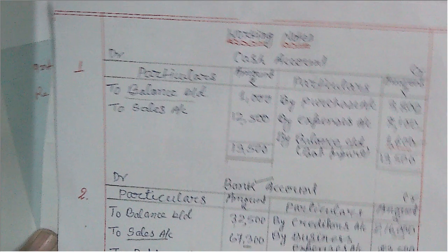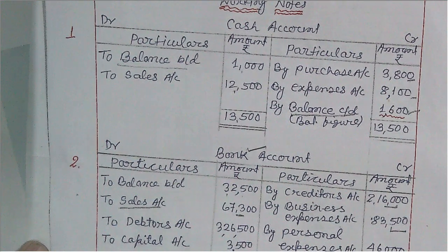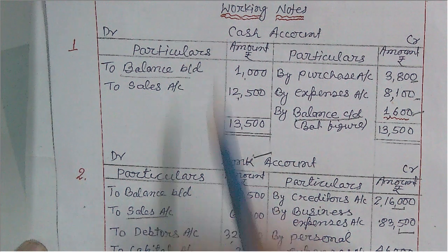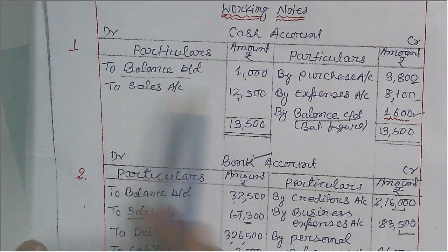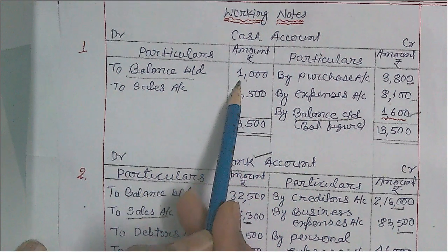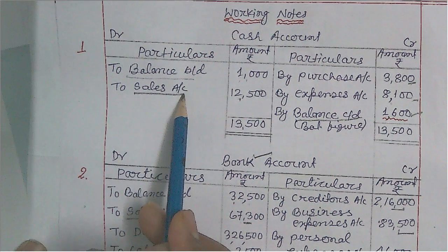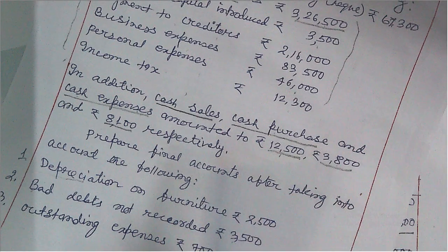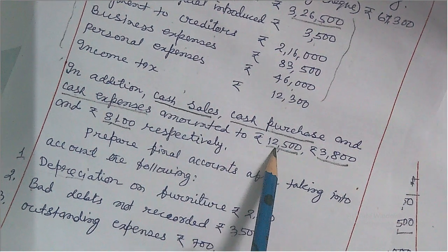Working notes, number 1 working note is cash account. Working note is cash account, this cash account. Okay, so cash account, it is an asset. So starting with the opening balance on the debit side, 1,000 is given, and sales, it is given in the question for cash sales. So this is the cash sales amount given in the question, and the amount is 12,500.